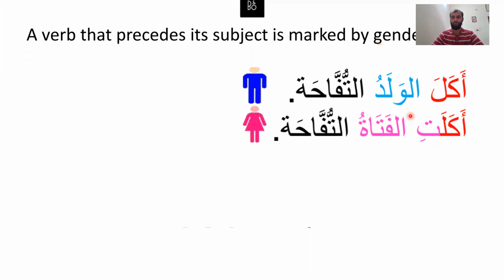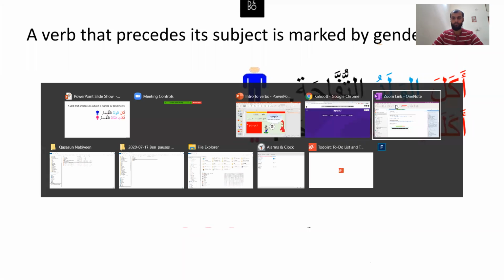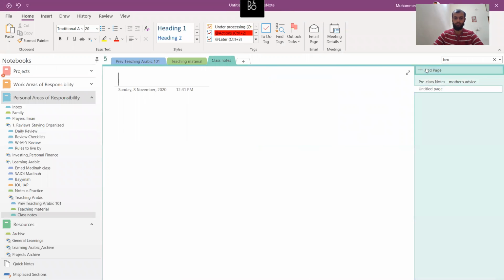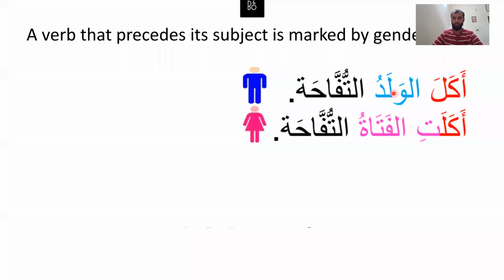Akala al-waladu at-tufaha. That is past tense. Akala is past tense. So the boy ate the apple is akala al-waladu at-tufaha. The boy eats the apple. Present tense. How would I make it present tense? Yakulu. Very good. Yakulu al-waladu at-tufaha means the boy eats the apple.